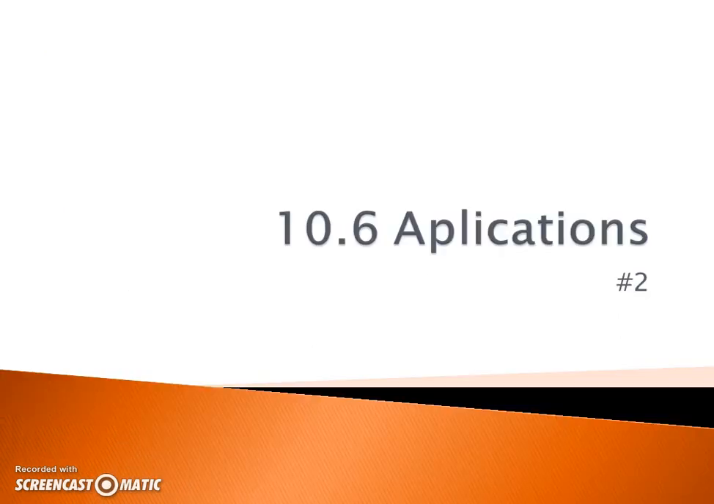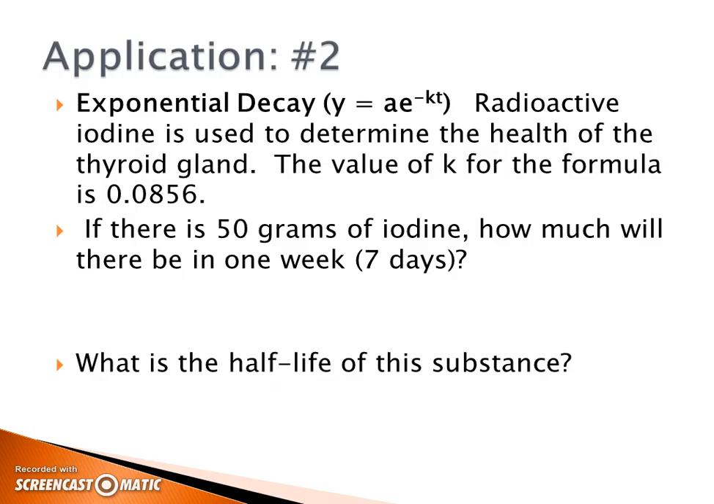So let's move to the last part, 10.6 applications. I'm going to go through number 2. Exponential decay gives us the formula y equals a e to the negative kt. If there are 50 grams of iodine, that's our a. The formula for k gives us 0.0856. It asks for 7 days, so we substitute 7 in for t. We have everything on the right side of the equation, so we just type that straight into our calculator and we should get 27.46 grams.